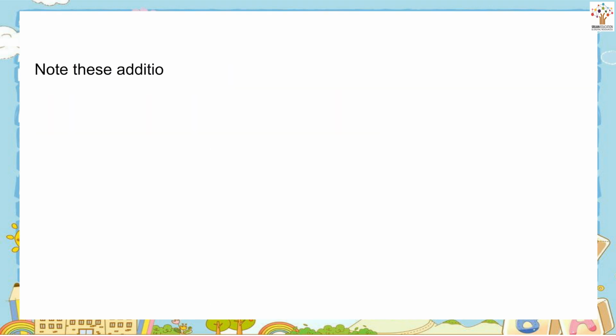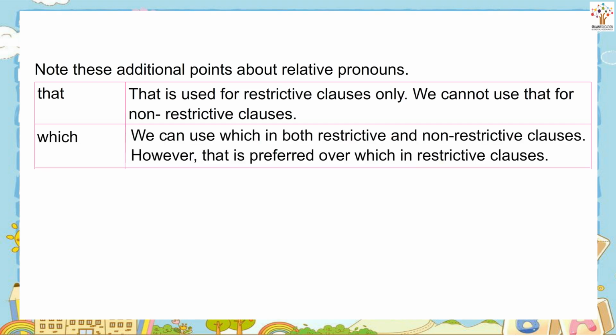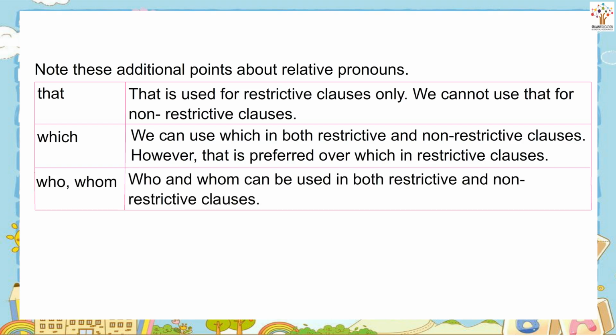Note these additional points about relative pronouns. That is used for restrictive clauses only. We cannot use that for non-restrictive clauses. Which: we can use which in both restrictive and non-restrictive clauses. However, that is preferred over which in restrictive clauses. Who, whom: who and whom can be used in both restrictive and non-restrictive clauses.